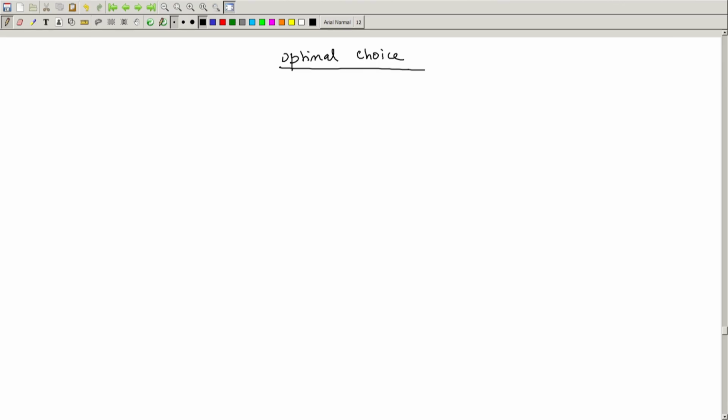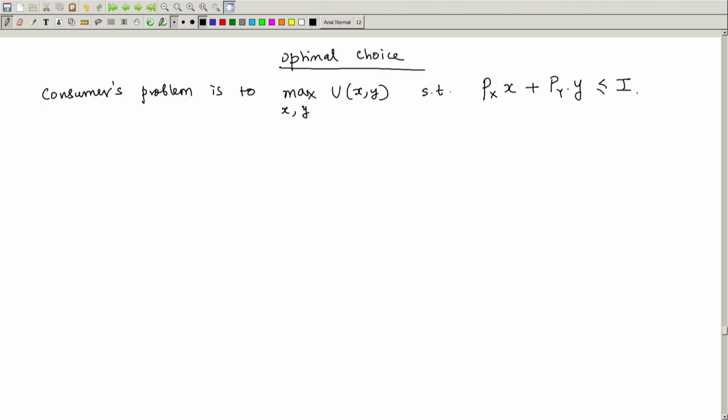So what do we mean? By optimal choice, the problem that we are trying to solve is the following. The consumer's problem is to maximize her utility, right? Recall, the utility function is a function of the amount of good X and the amount of good Y that she consumes. The consumer is interested in choosing the amount of good X and the amount of good Y to maximize her utility. But now this is a constrained problem, subject to expenditure being less than or equal to the income, right? So the consumer wants to maximize her utility subject to the budget constraint.